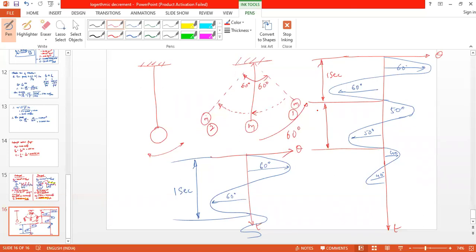Same, sir. 1 second. It will be 1 second only. The time period will not change. The amplitude may change, but the time period will not change. The time period will be constant.